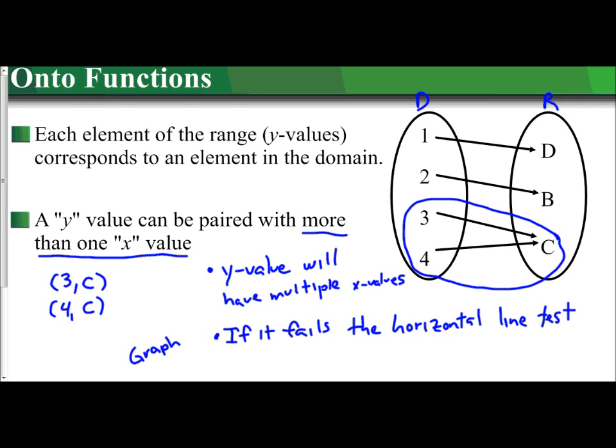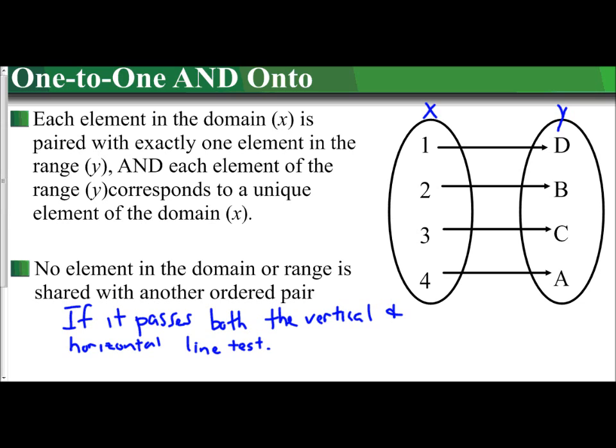For both one-to-one and onto, you need to make sure that it's unique in both directions. Each x is paired with a unique y, and vice versa. Each y is paired with a unique x. Nothing is left not attached. And if we look at it as a graph, if it passes both the vertical and horizontal line test, then we say it is both one-to-one and onto.